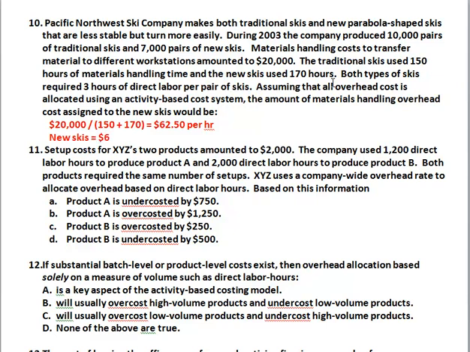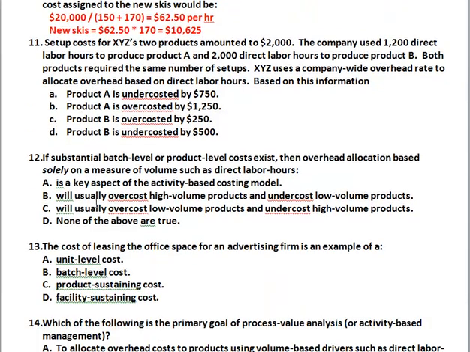So if we are then trying to allocate to the new skis, then you want to take your rate and multiply it by the actual. And so we used 170 material handling hours for the new skis. So that means we should give them $10,625 out of the $20,000 of overhead.